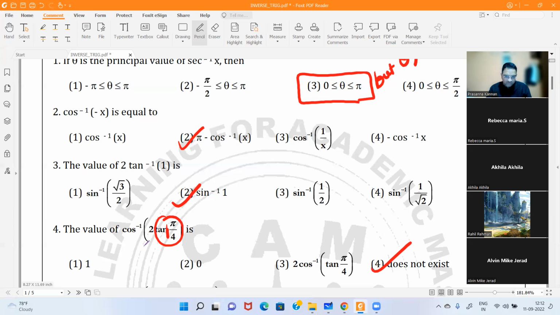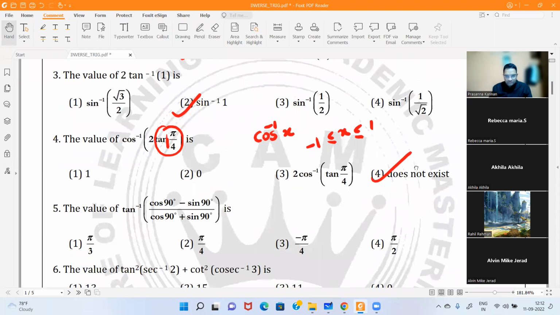Why does it not exist? Because when you say the domain of cos inverse x is minus 1 to 1, the value of x should lie only between minus 1 to 1. It cannot be more than plus 1 or less than minus 1. Clear? Is it okay for everyone? Yes, sir. Great. Let's go to the next one.